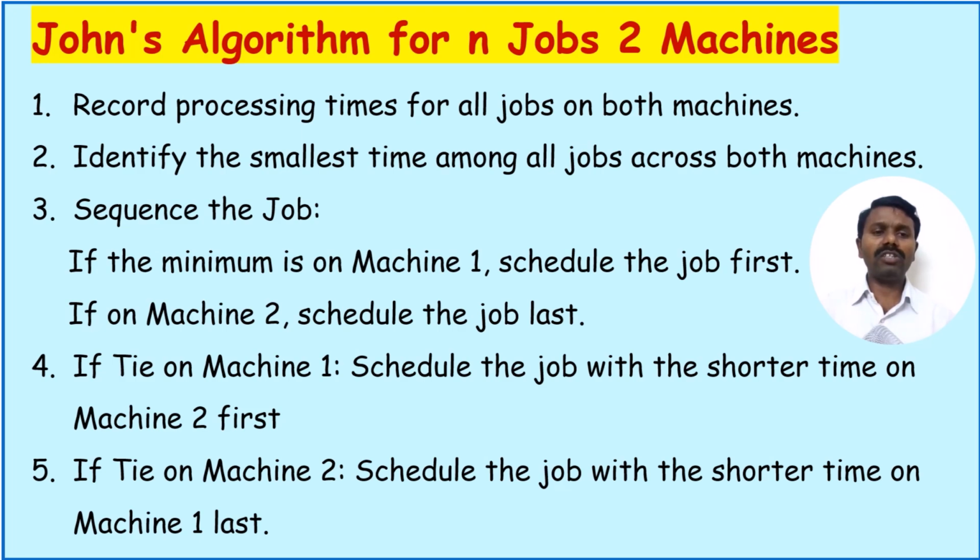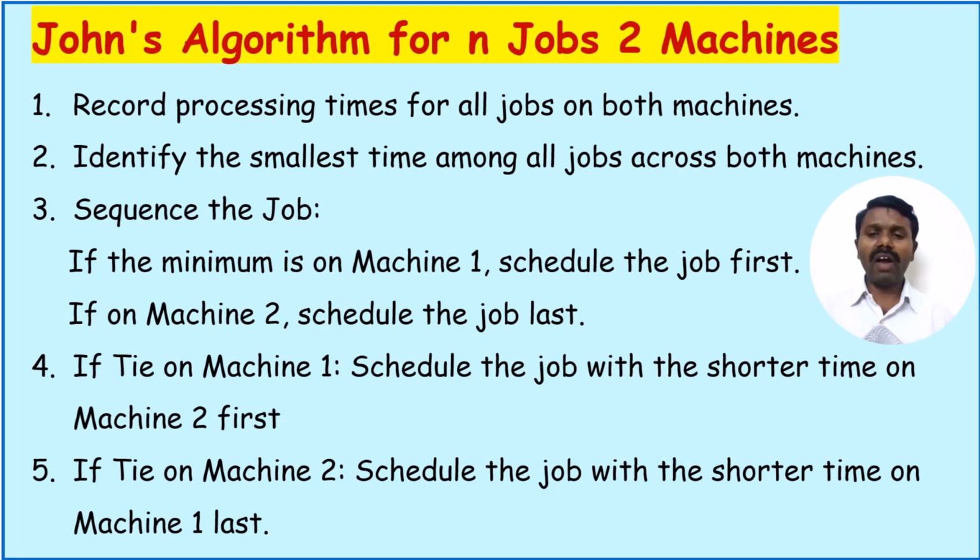And the Johnson algorithm says: record processing time for all jobs on both machines, identify the smallest time among all jobs across both machines, and sequence the job. That means initially we need to write the processing time of each job with respect to each machine. Then identify the smallest machining time, or the smallest value among all the machines, among all the jobs.